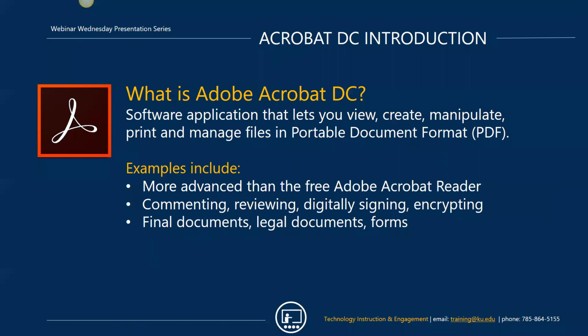We can do things like comment, review, digitally sign, and encrypt PDFs. I should make a note there with digital signatures that they're not currently supported by KUIT as being one of the approved signature methods on campus. But those are all things that Adobe talks about being possible with Acrobat DC. And they're used for final documents, legal documents, etc. Today, because we're talking about this in the context of the classroom, we're talking more about course materials or possibly assignments and that sort of thing.